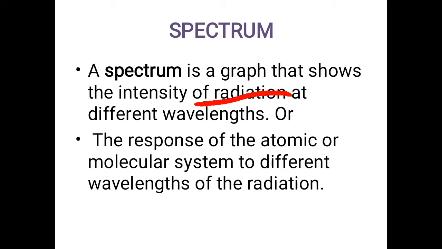The light, with the help of which we are looking everything around us, is a form of energy, and it travels in the space in the form of waves, and these waves are called as radiations. Means when energy travels in wave form, it becomes a radiation. So we are going to study today about the radiations and their colors. So a spectrum is a graph that shows the intensity of the radiation at different wavelengths.